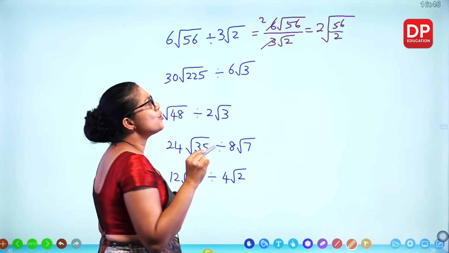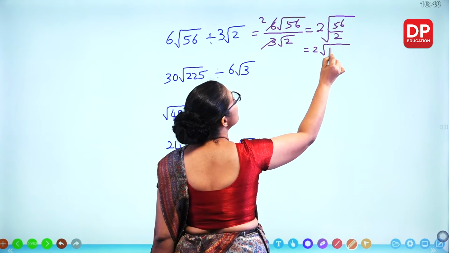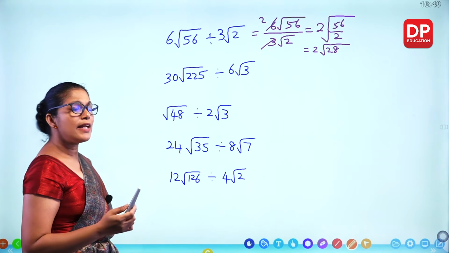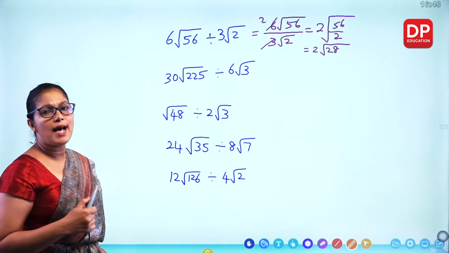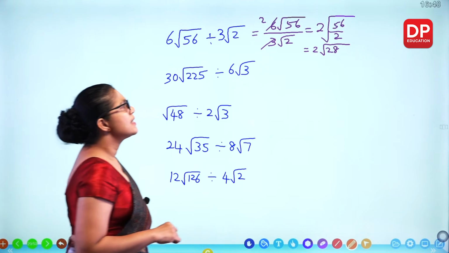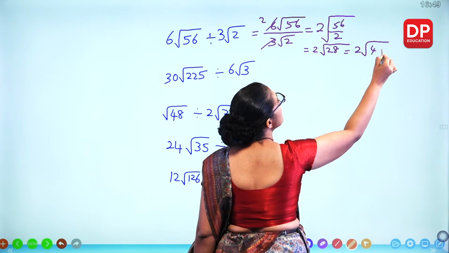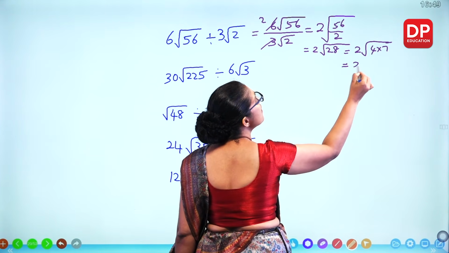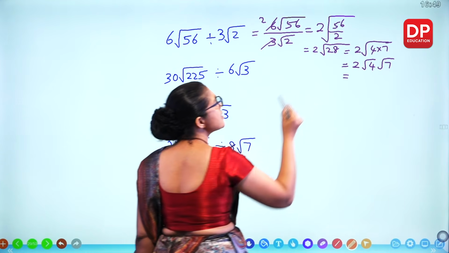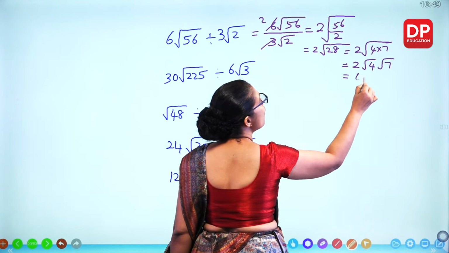What is 56 over 2? You get square root of 28. Then try to write this number using a square number. 28, what's the square number? 4 times 7. So I can write 4 times 7 and simplify further as square root of 4, square root of 7, and square root of 4 is 2. 2 times 2, 4, so 4 root 7.